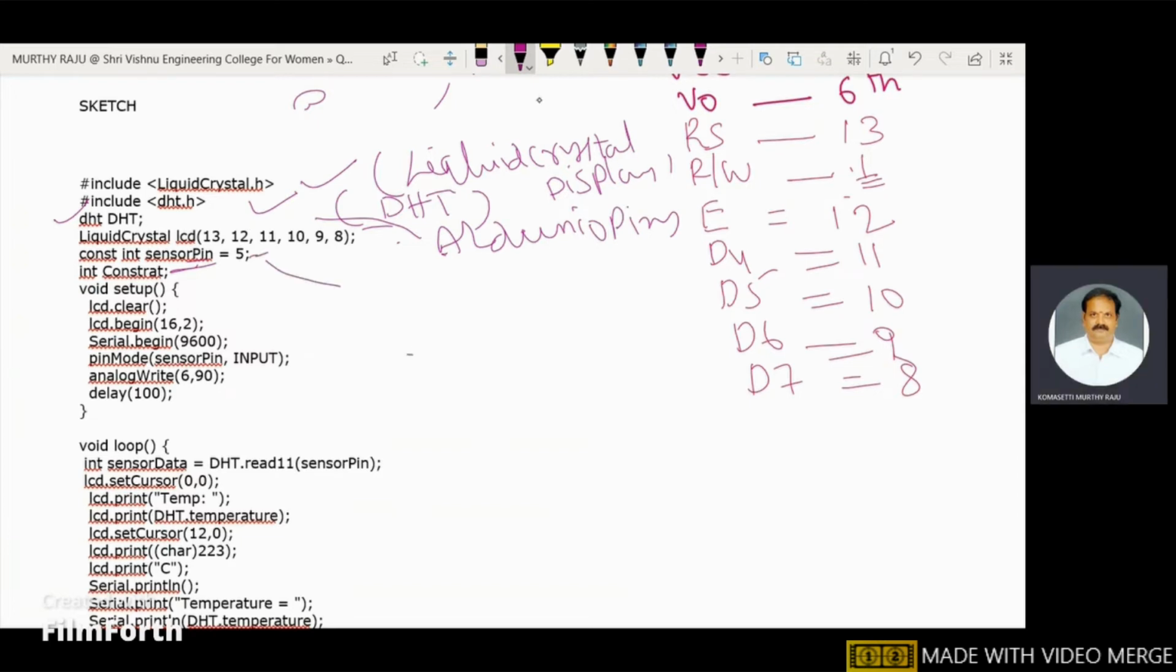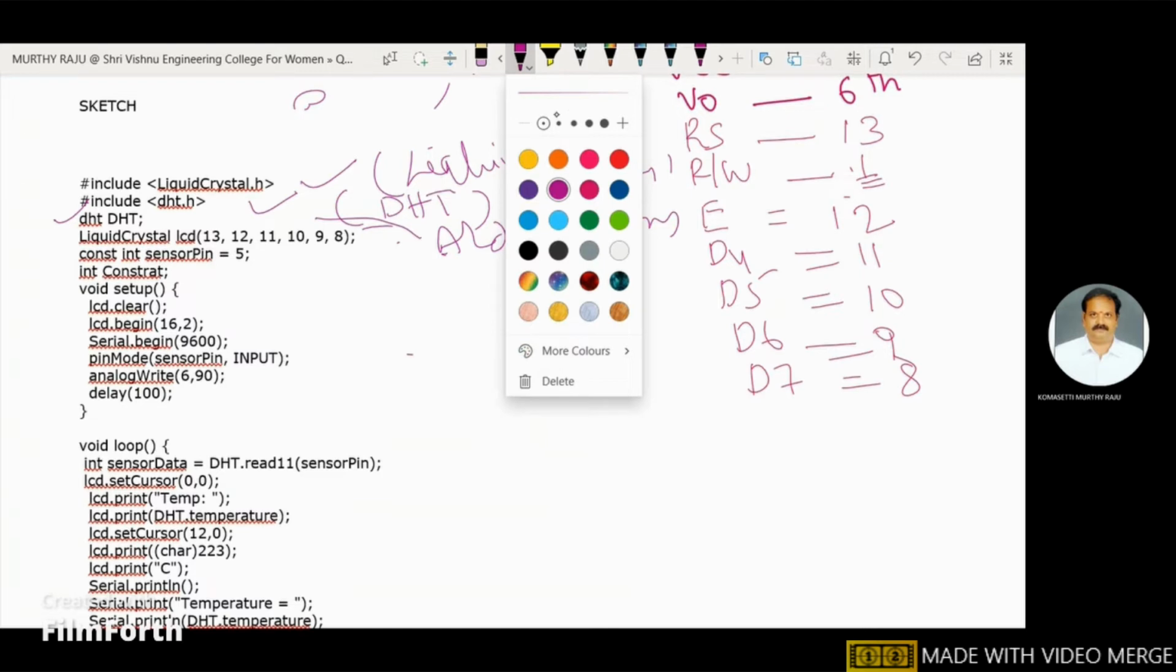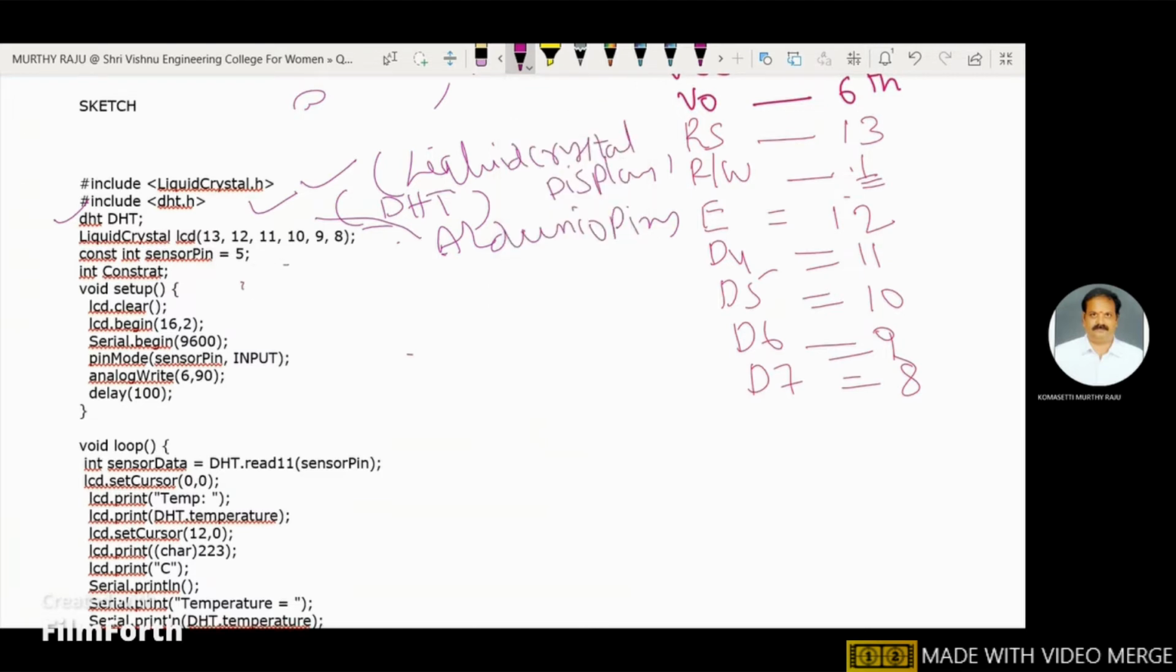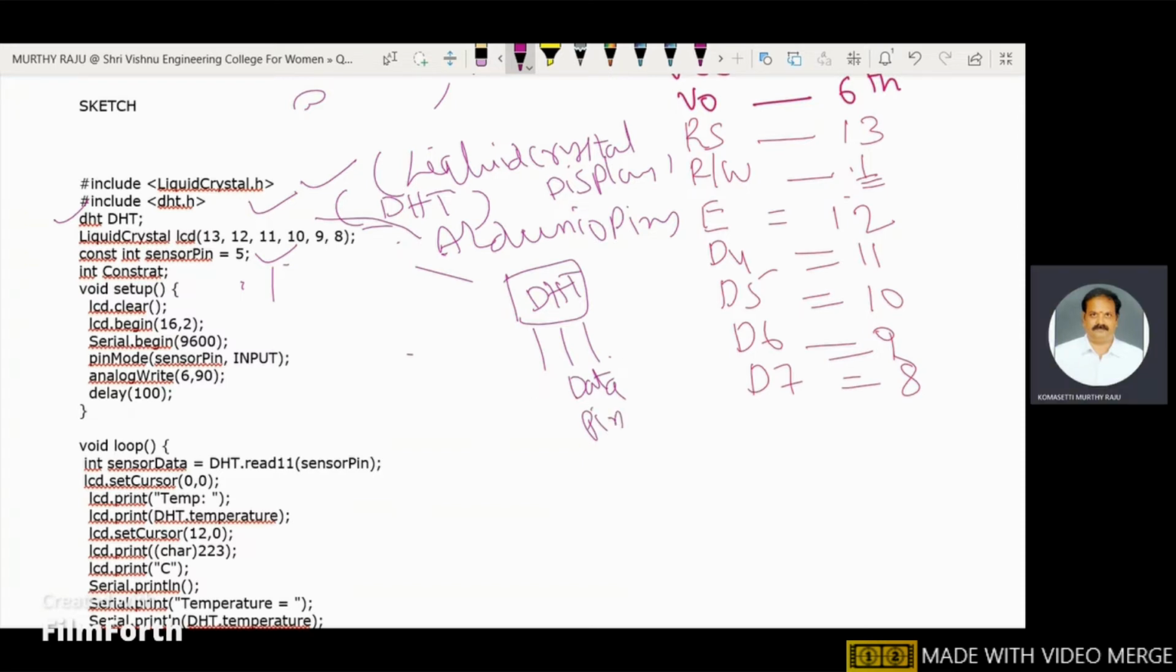This one is the sensor pin. The DHT sensor has 3 pins. This one is the data pin. This one is VCC. This one is ground.